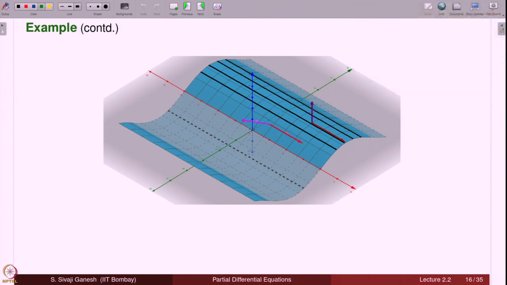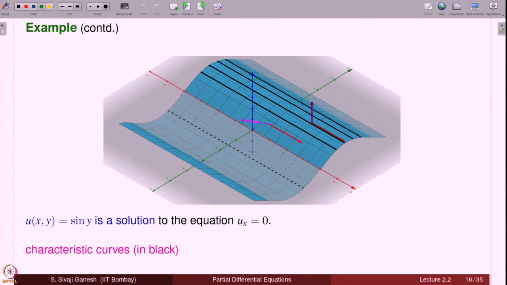So, this is a picture specific to some particular quasi-linear equation. The equation is u_x equal to 0, and u(x,y) equal to sin y is a solution, you can verify. It does not depend on x. u_x equal to 0 means it is constant with respect to x, so it is a function of y only. I have taken that to be sin y. Now, this is a graph, the sine curve going like that. In this picture, red is always the x axis, green is the y axis, blue is the z axis.